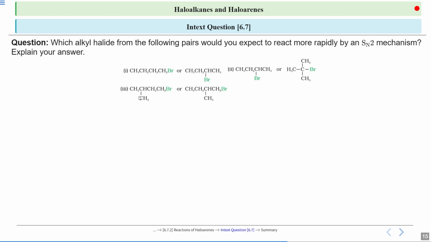We have bromine at the first carbon, and the methyl is present now as a substituent in this chain. And you have the next pair, where the bromine is present at the first carbon, but the methyl is present at the second carbon as a substituent. Okay, so you have these three parts of this question where you have been given the alkyl halide pairs. You have to tell which of the following pairs is expected to react more rapidly by the SN2 mechanism, and you also have to explain your answer. So you have been given some time, try to solve it, and then we will see the answer.